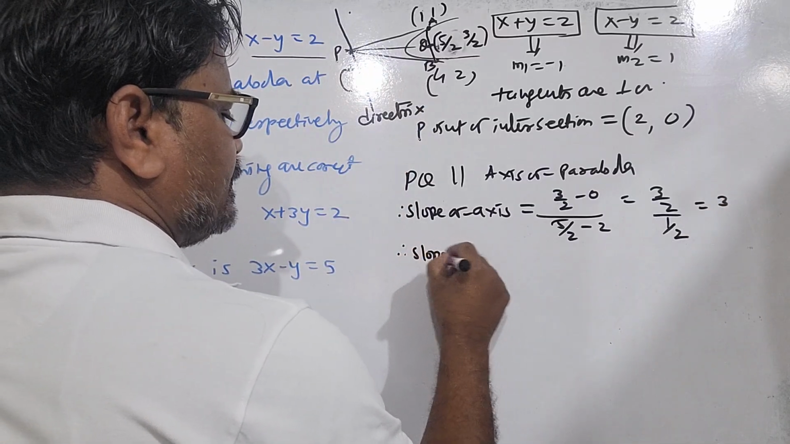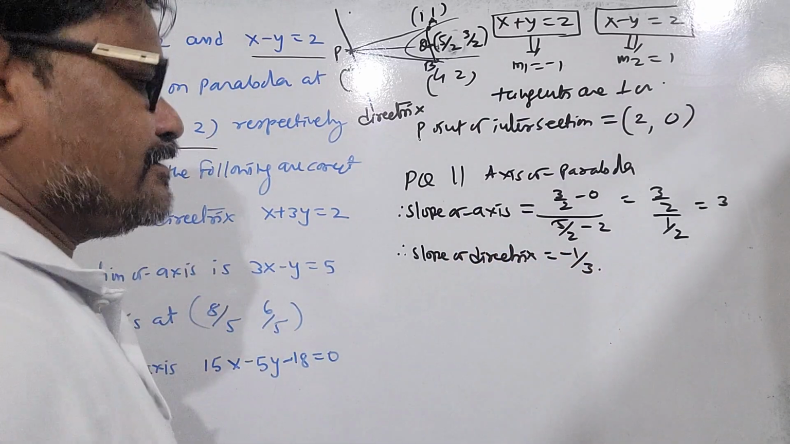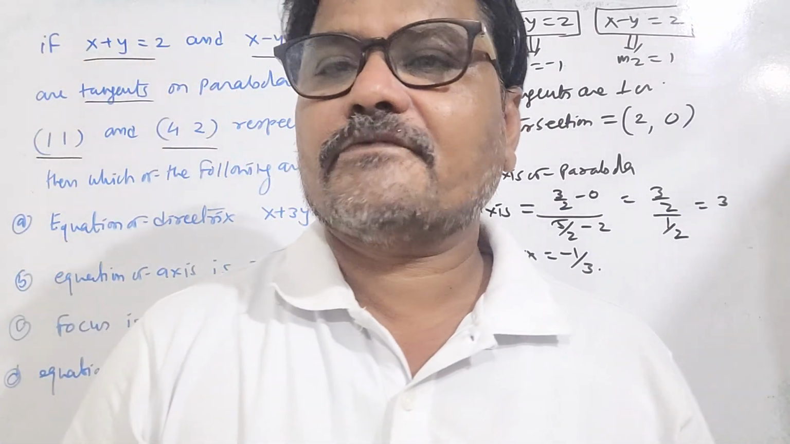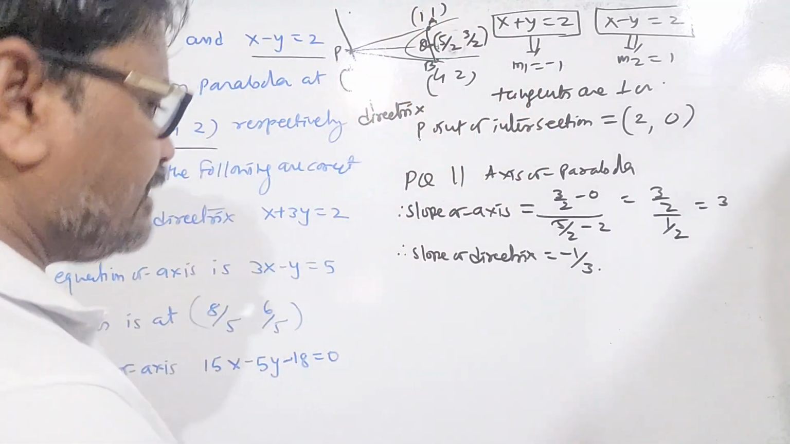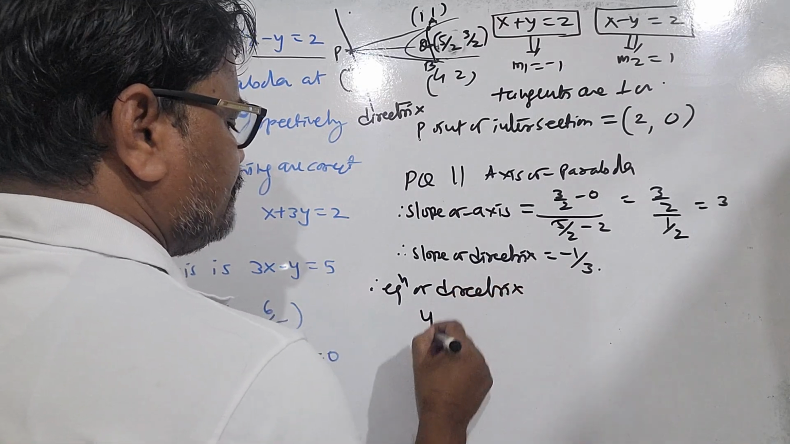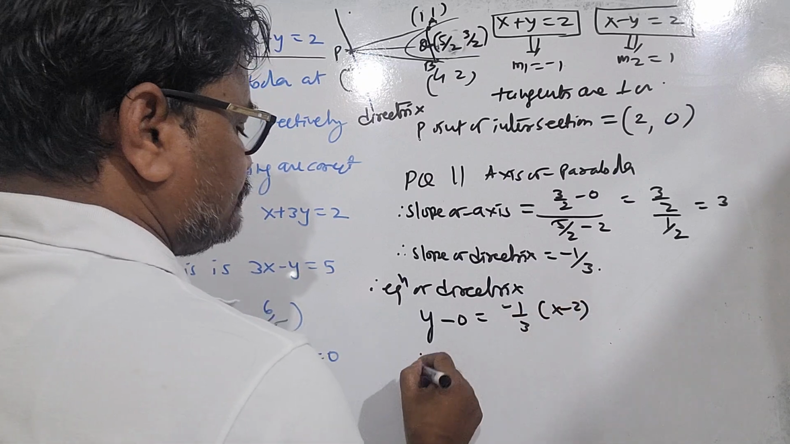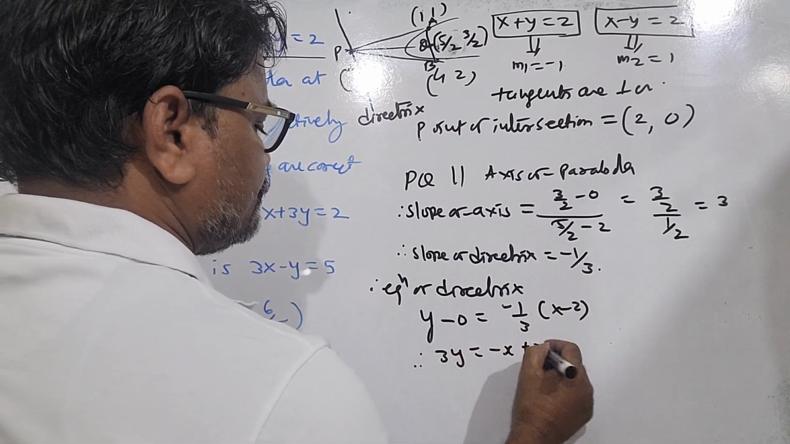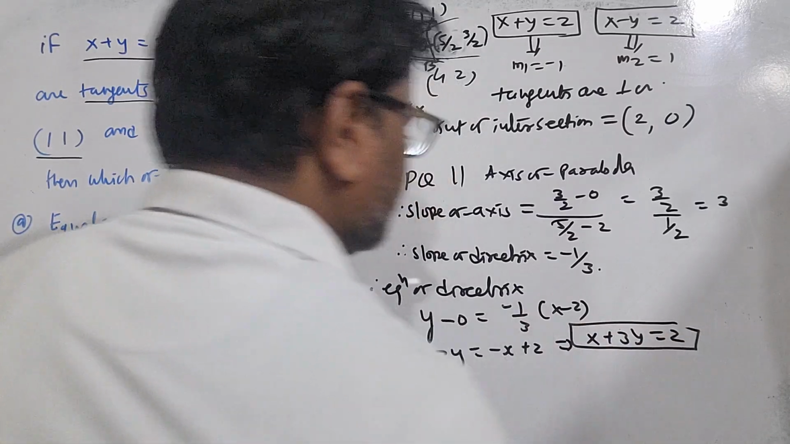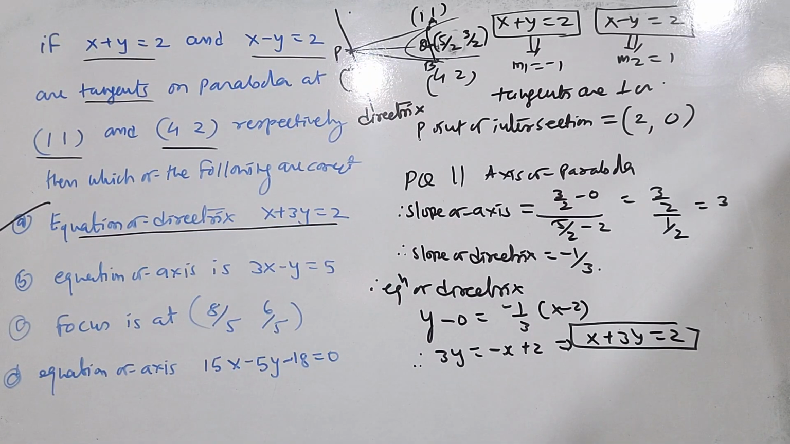Therefore I can find the slope of the directrix. Slope of directrix will be minus 1/3, because whatever kind of parabola it is, the axis and directrix are always perpendicular to each other. So now you can find the equation of the directrix: y minus 0 equals minus 1/3 times (x minus 2). That is 3y equal to minus x plus 2, that is x plus 3y equal to 2. This is the equation of the directrix. So this option is correct.